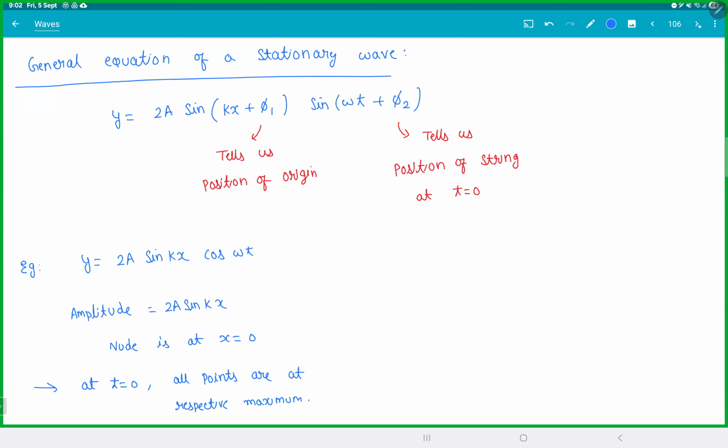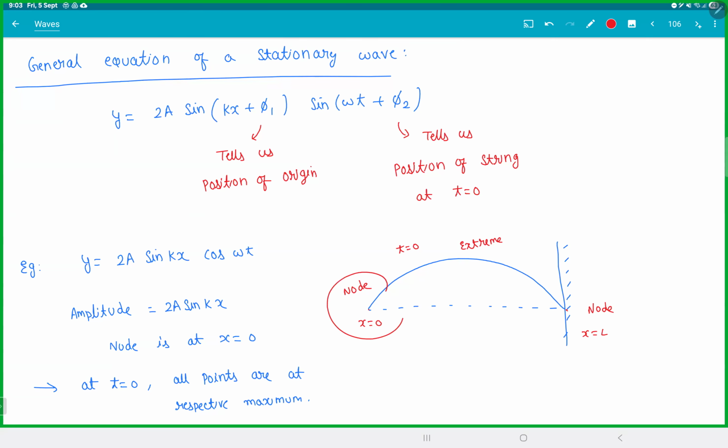That means for this equation, the string actually looks like this. So when I entered the room, I saw the string like this. All the points are at the extreme, and you have taken x is equal to 0 at the node. This is the extreme position. So when you enter the room, if you see the string like this, and if this is the origin, then the equation will be 2a sine kx cos omega t.